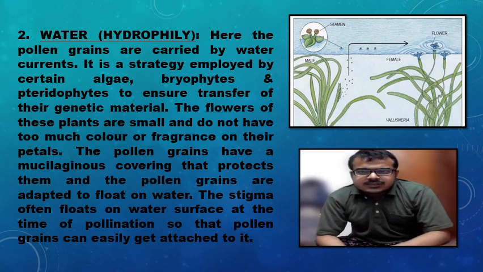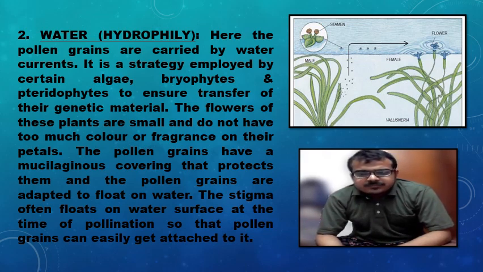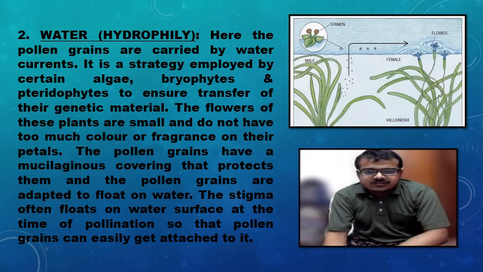Okay, so this hydrophily is employed mainly by plants which have small flowers, and these flowers have no color or fragrance, and examples are algae, bryophytes, etc. The pollen grains have a mucilaginous covering that protects them, and they are adapted to float on the surface of water. Here also the stigma may float on the water surface at the time of pollination, so that pollen grains can easily get attached to it.